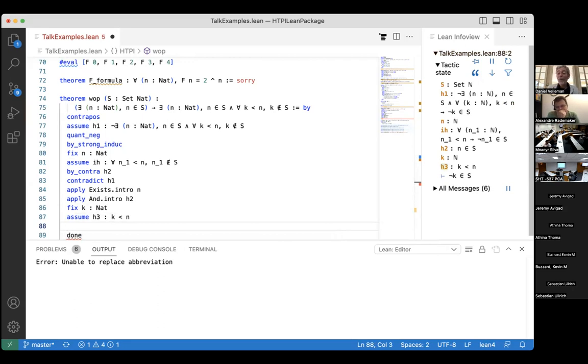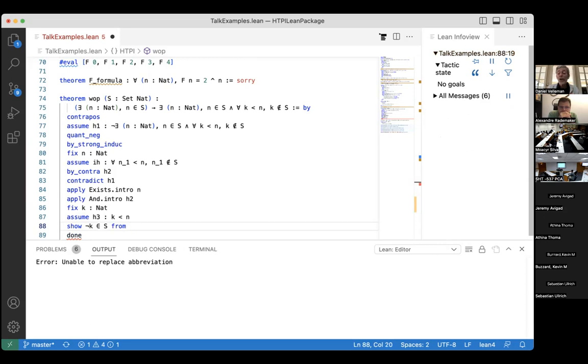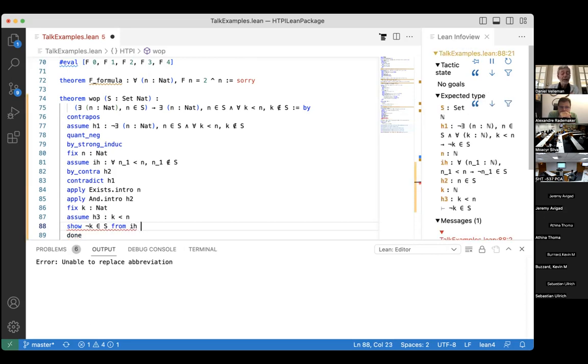So I was doing this sort of blindly: if you want to prove for all k, if k is less than n, then k is not in S, just take an arbitrary k, assume k is less than n, and prove it's not in S. Partly I wanted to do it that way to illustrate how I go about applying the inductive hypothesis. So the inductive hypothesis says for all n1, something is true. So I can plug in whatever I want for n1, and I would like to plug in k. So I'm going to show k is not in S, and I'll do it by applying the inductive hypothesis to k.